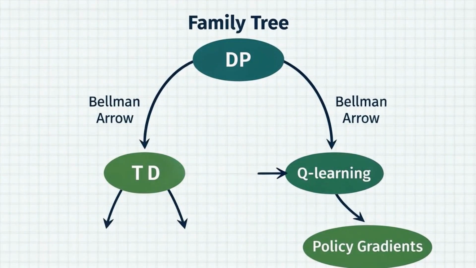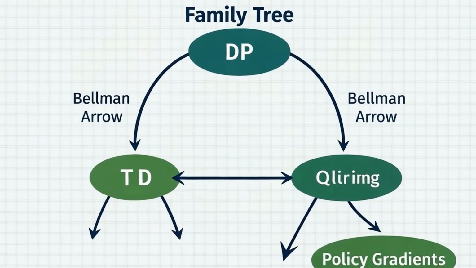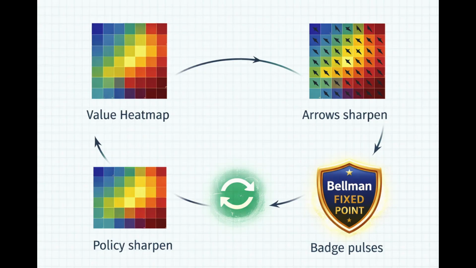In this episode, we're going to do three things. We'll evaluate a policy to get a value map. We'll improve that policy using one-step look ahead. And then we'll fuse those ideas into the two classic control engines, policy iteration and value iteration.